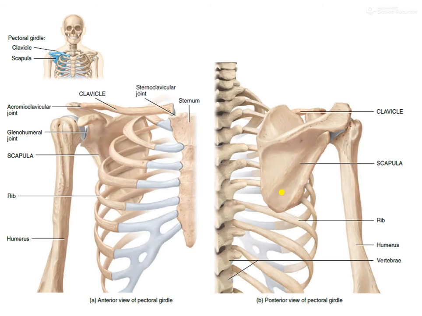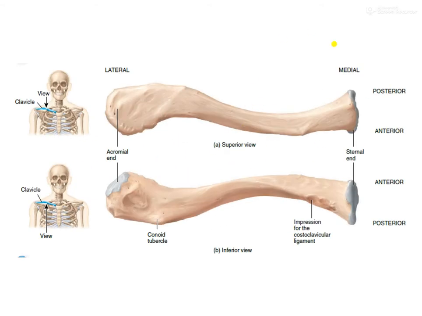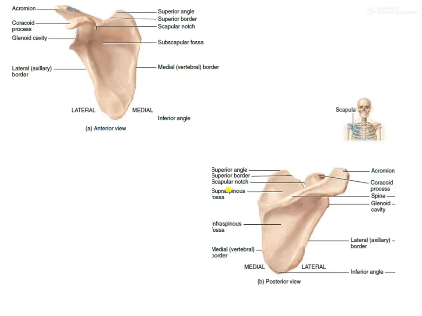See in the diagram. These are the pelvic girdle and the pectoral girdle, which contains the clavicle and the scapula. Clavicle contains 2 bones and scapula contains 2 bones. This is the superior view and this is the inferior view of the clavicle. These are the scapula, the anterior and the posterior view.